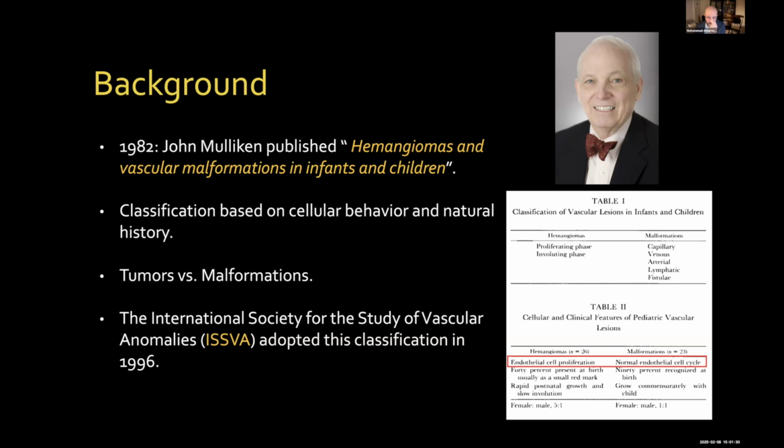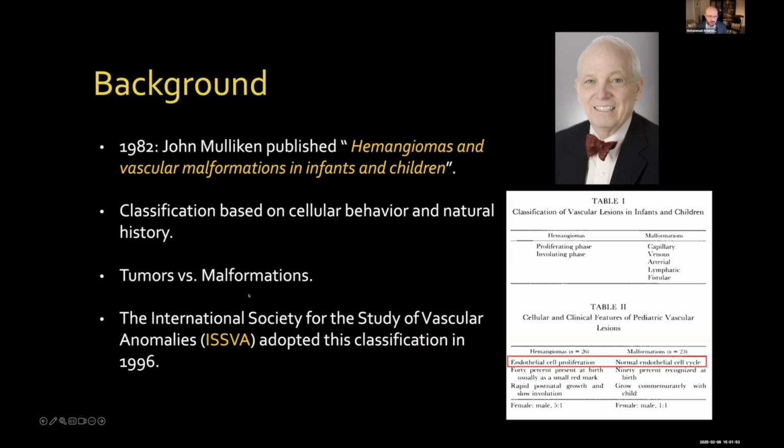And Dr. Mulliken looked at about 49 lesions and figured out that there are at least two big groups that we can classify these lesions into, and these are tumors and malformations. And this landmark paper that he published in 1982 has been cited more than 5,000 times now. It is basically the mother paper for all the vascular anomalies.